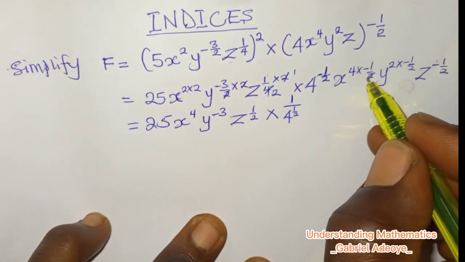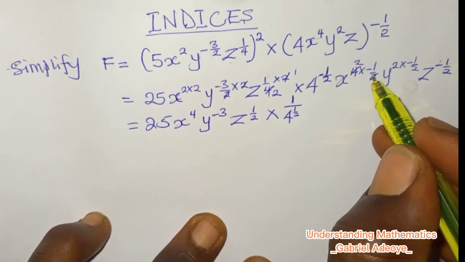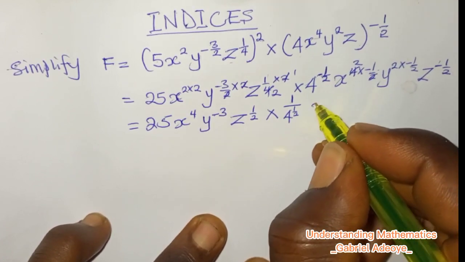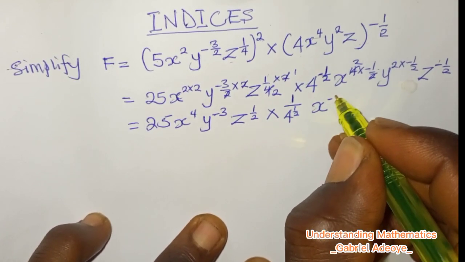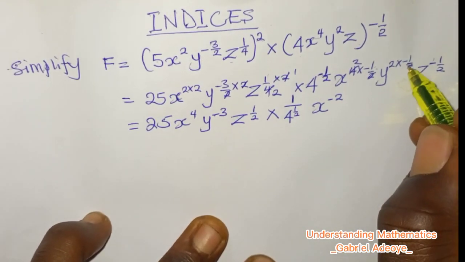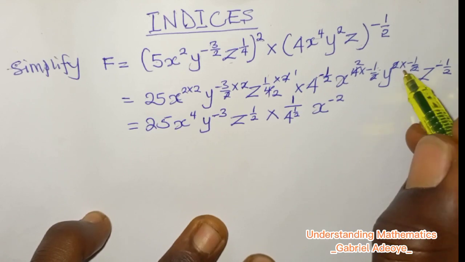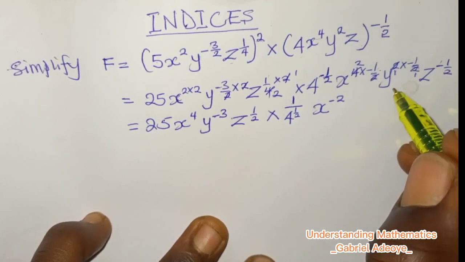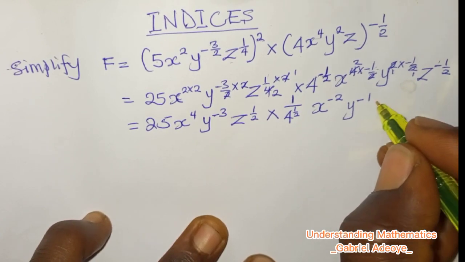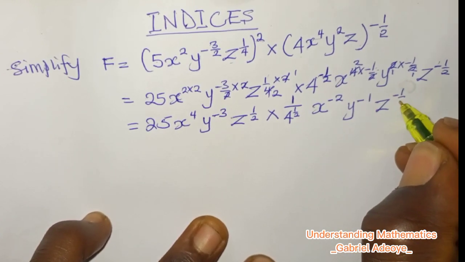Then 2 in 4 also is 2. So we have 2 times minus 1 as the power of x. So we have x raised to power minus 2, because 2 times minus 1 will give you minus 2. Then 2 also cancels out 2. 2 in 2 is 1. So we have y raised to power minus 1 and z raised to power minus 1 over 2.